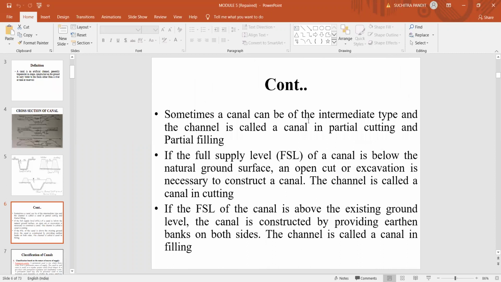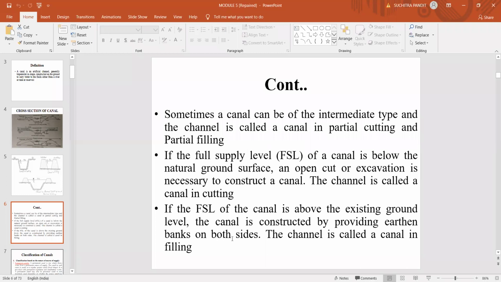Now sometimes a canal can be of the intermediate type, and it is called a canal in partial cutting and partial filling. If the full supply level of a canal is below the natural ground surface, an open cut or an excavation is necessary to construct a canal, and this type of canal is called the canal in cutting. So it is the natural cutting. If the full supply level of the canal is above the existing ground level, then the canal is constructed by providing earthen banks on both sides.